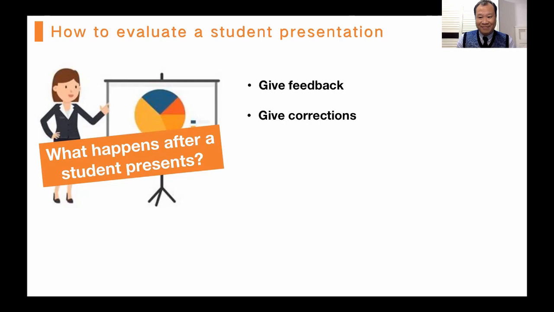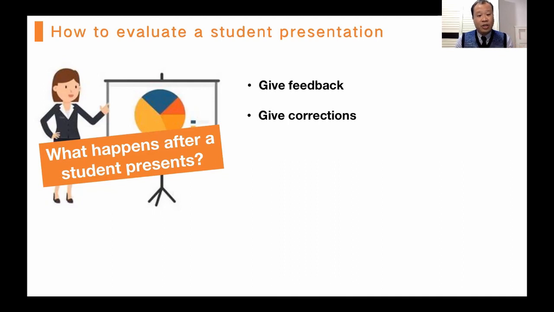So first of all, I would say give feedback and correction, right? So it's very important that you tell them what are the things that they did well. This is not just about making them feel good, but it's also letting the student remember what they did well. It gives them confidence, and at the same time, they would know, oh, this is the right thing. I should keep doing this.